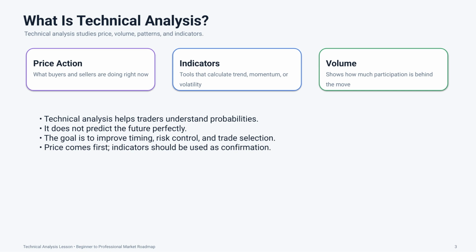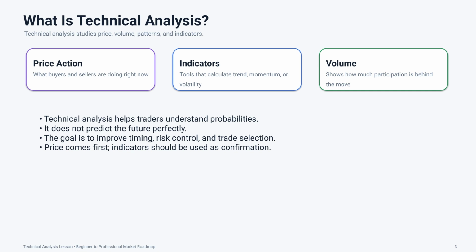The first one is price action. Price action shows us what buyers and sellers are doing. Are buyers in control? Are sellers in control? Is price breaking out, pulling back, or moving sideways? Price action is the most important part because it shows the real movement of the market.